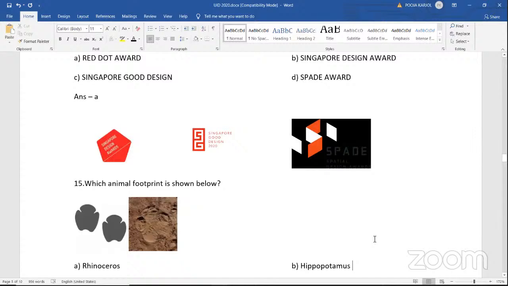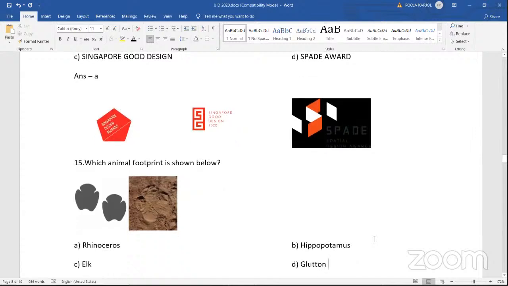Which animal footprint is shown below? Have you guys seen footprints? Any notes you have seen? Or search? Yes, there was this one question. Ma'am, is glutton an animal? Yes, it is. Even I was surprised, but yes, it is. It looks like a small fox or something. Okay. Is it hippopotamus? One says hippo. Yes. Hippopotamus? Okay.